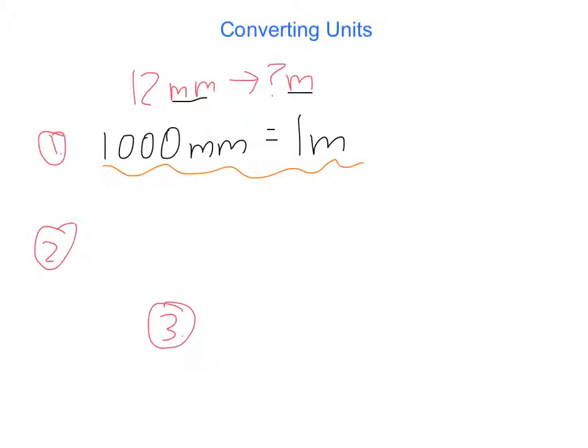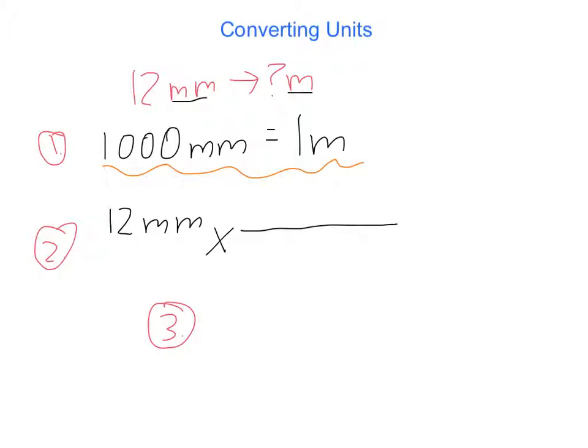Okay, so now that we have our conversion factor, here's the next step. I'm going to take those 12 millimeters and I'm going to multiply them by my conversion factor, and I'm going to put it in the form of a fraction. Now, I got to be careful because there are 2 ways in which I could make my conversion factor into a fraction. I could put the millimeters in the numerator, or I could put the meters in the numerator.